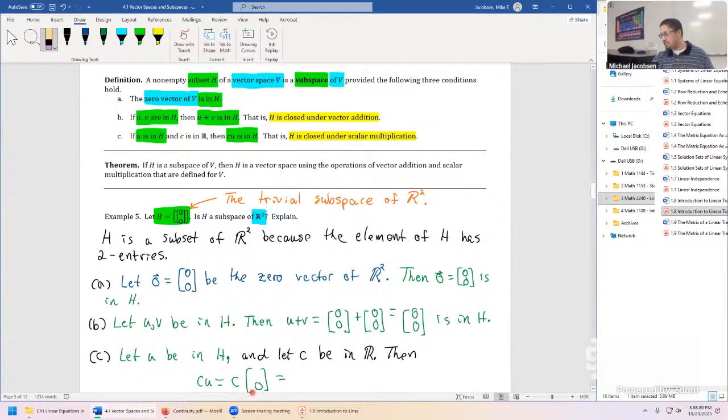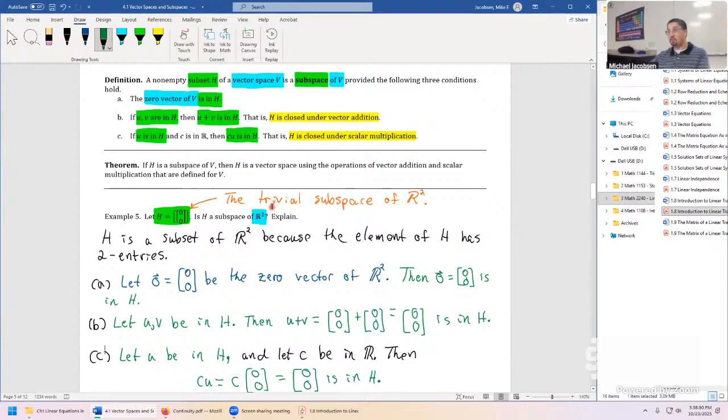That kind of looks like a 6, though. Let me fix that one. Doesn't matter what the scalar c was. If you scale the zero vector with any scalar, you get the zero vector back. And this is in H. That means our work is done. We have something that's non-empty. It contains a zero vector.